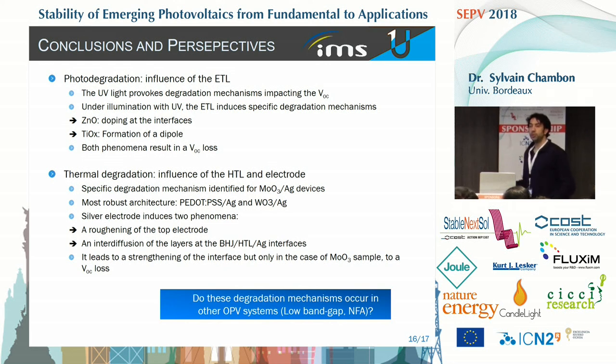And the silver induces two phenomena. First, a roughening of the electrode, and also an interdiffusion of the different layers in the active layers. And surprisingly, this interdiffusion only leads to a drop of VOC in the case of molybdenum oxide-based samples. So the perspective for this study is, do these degradation mechanisms also occur on other OPV systems? And right now we are working with low band gap materials and also non-fullerene acceptors.